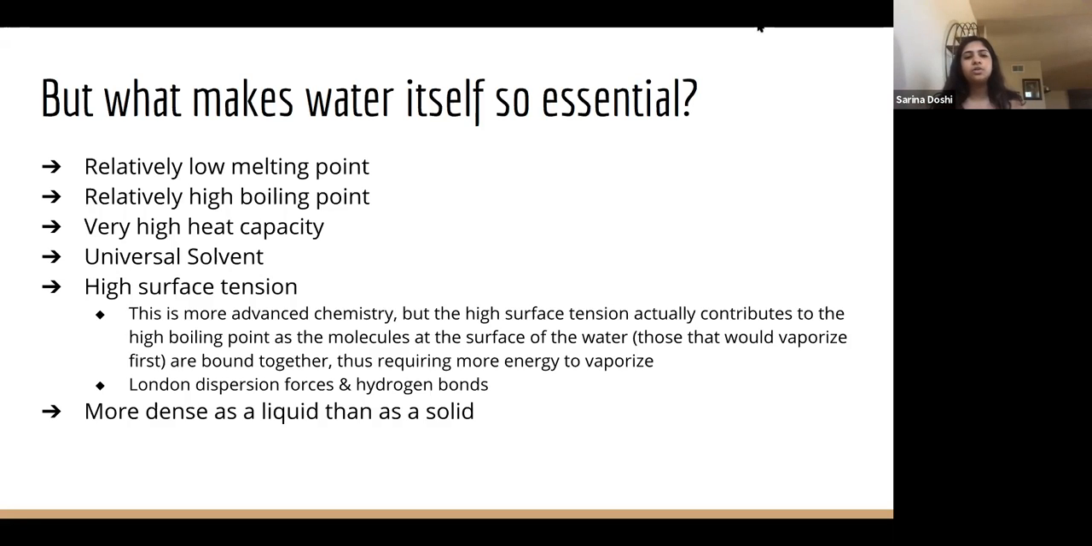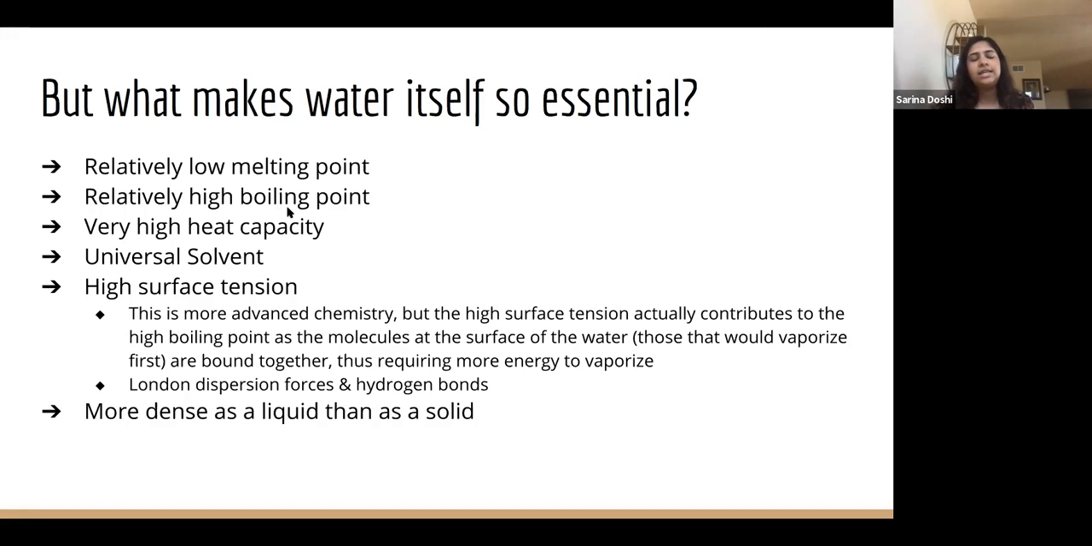So all of these molecules are bound together due to the high surface tension, and the hydrogen bonds are kind of the essential part. Because of the hydrogen bonds and London dispersion forces, the molecules at the surface of the water are really tightly bound to each other, and tightly bound to the molecules below them. Because of that, it is a lot harder to boil water and turn it into vapor. That is why you have such a high boiling point. And the surface tension is a product of the hydrogen bonds and London dispersion forces.